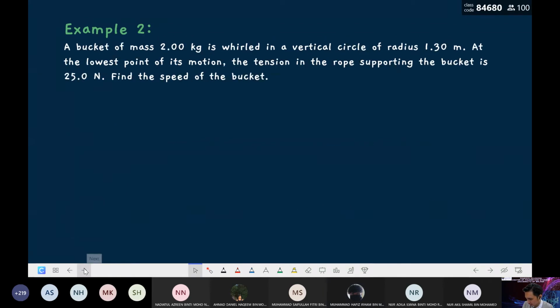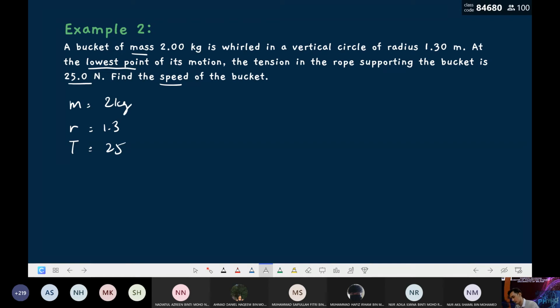Okay, next kita tengok soalan kedua. A bucket of mass 2 kilo is swirled in a vertical circle of radius 1.3 meter. At the lowest point of its motion, the tension is 25. Find the speed of the bucket. So this one kita nak guna normal ke kita nak guna tension? Tension, sebab there is no normal kan. Dia memang attached with the rope saja. So jadi kita buat je equation of the tension bila dekat max.